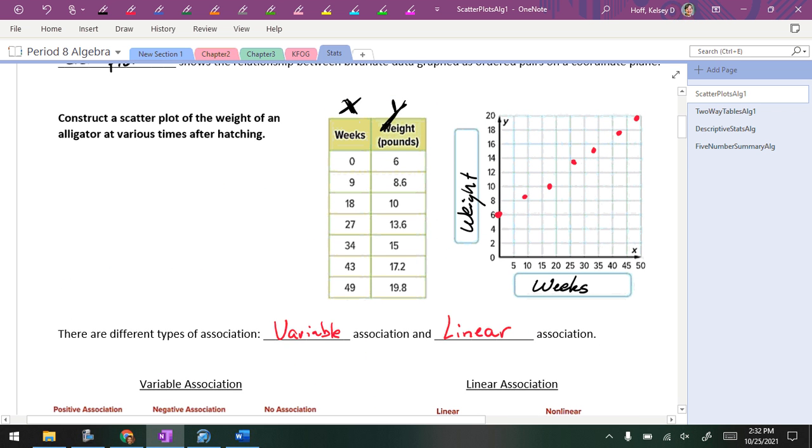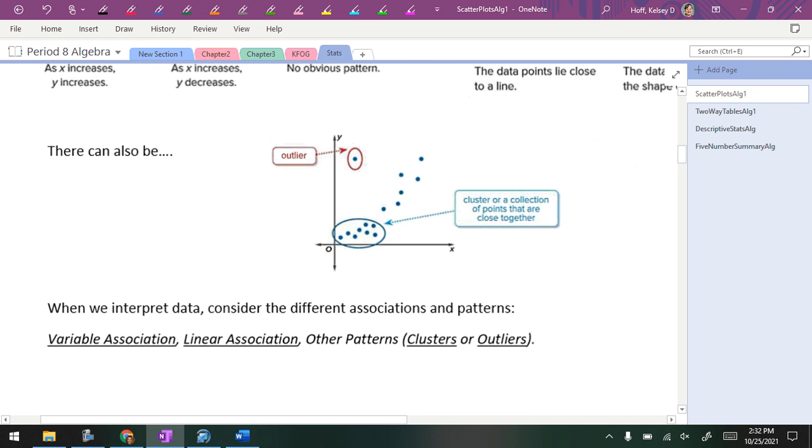So if I was going to look at what we just did, variable association, positive, negative, or none? I'd say positive, absolutely. Linear or nonlinear? Absolutely linear. The last piece is also outliers or clusters. Outliers can be 1 to 2 points that are totally off of what everybody else is showing. And then a cluster is like a groupie. Like, interesting, there's a whole chunk of points right here. So today, we're going to look at these 3 things: variable association, linear association, and then clusters and outliers. Okay? Flip.